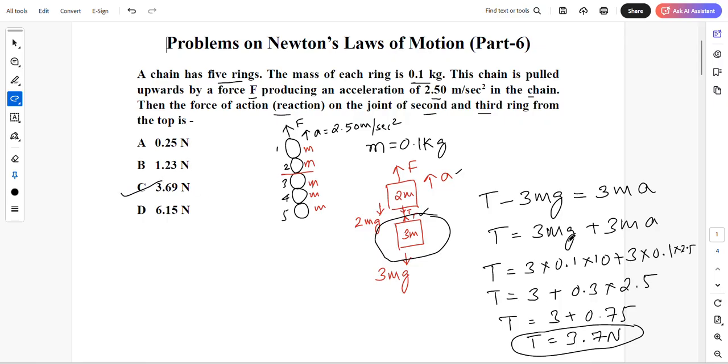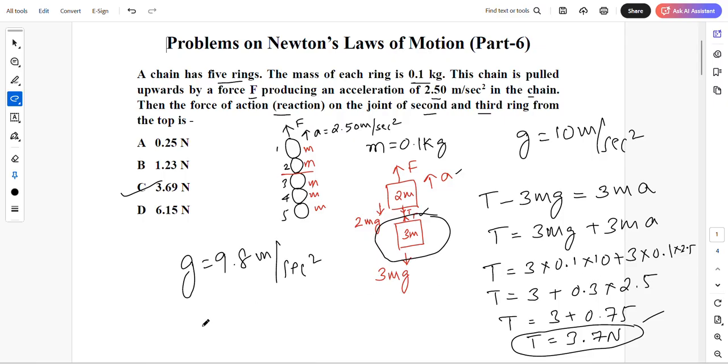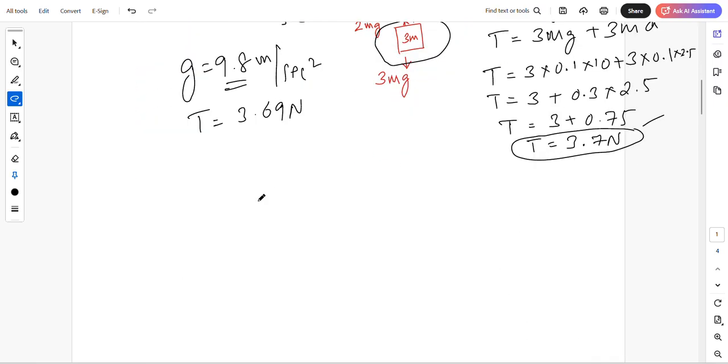Let us see the answers. 3.69, because how much have we taken for g? We have taken 10 meters per second square. That's why we are getting like this. If you take g is equal to 9.8 meters per second square and substitute here, you are going to get tension is equal to 3.69 Newton. That is one and the same, not a problem. Just a difference of 0.06. Hope you understood. We'll go to the next sum.